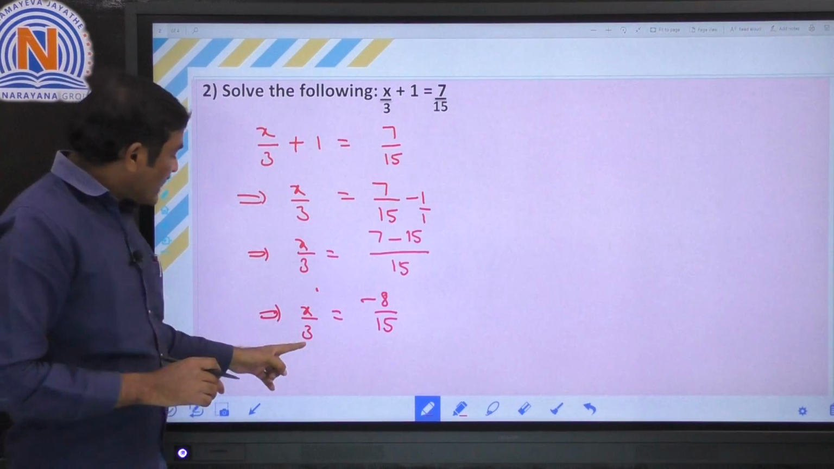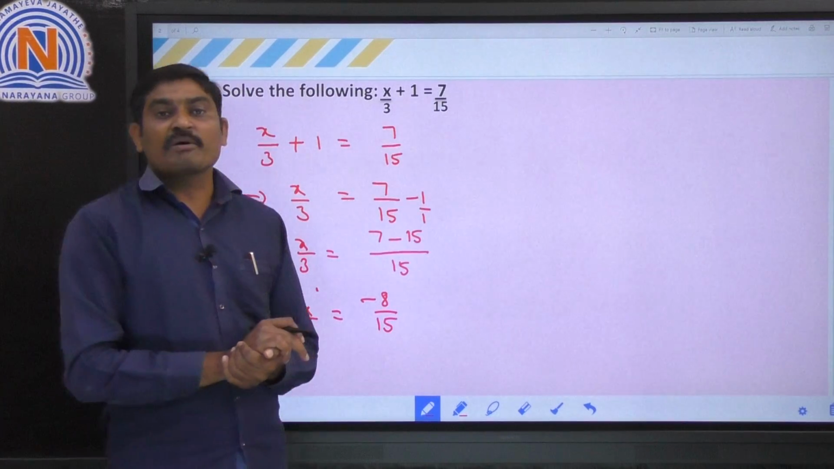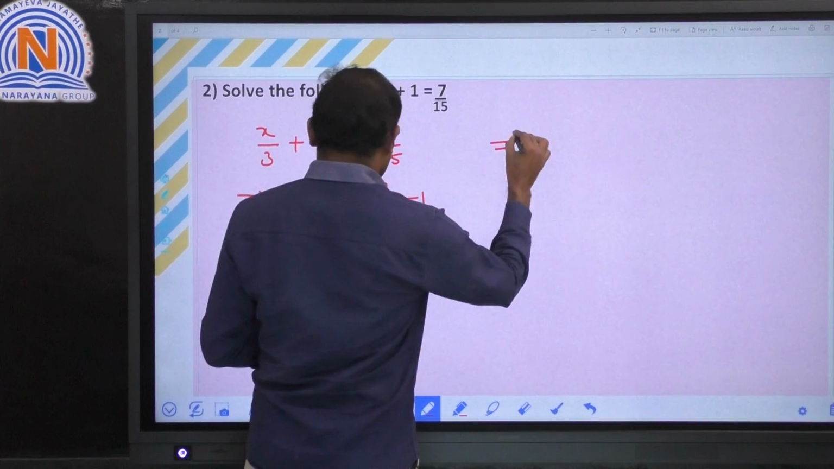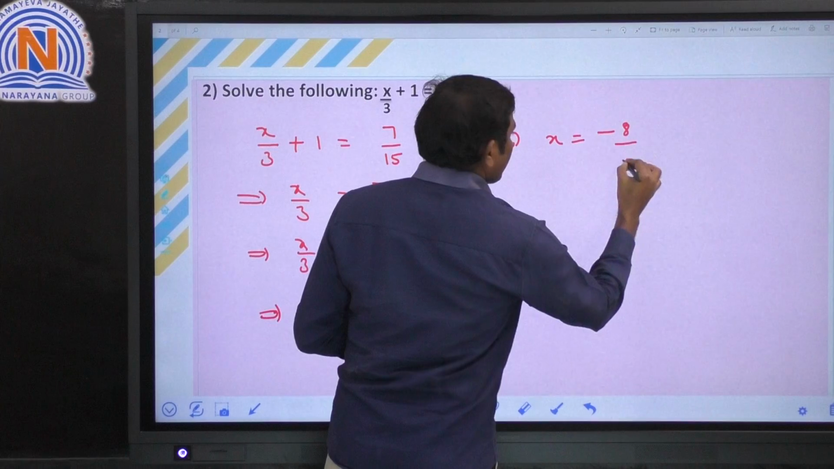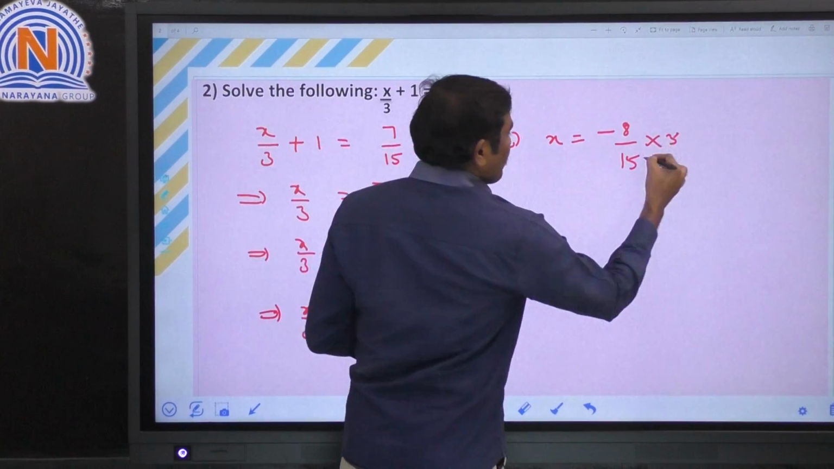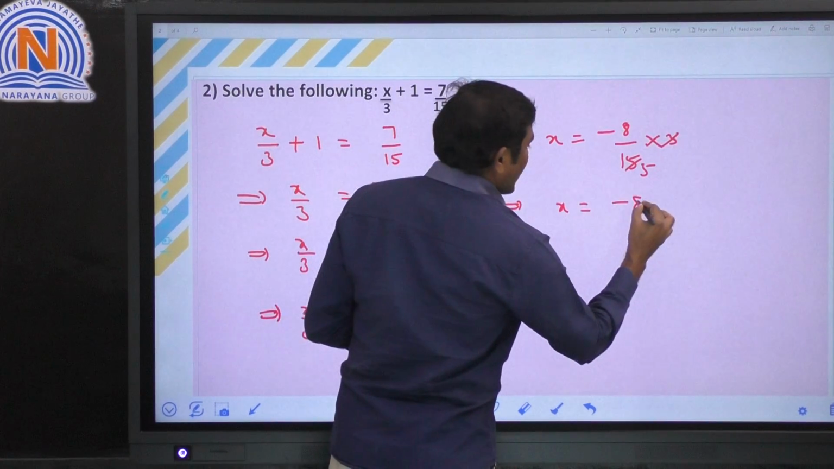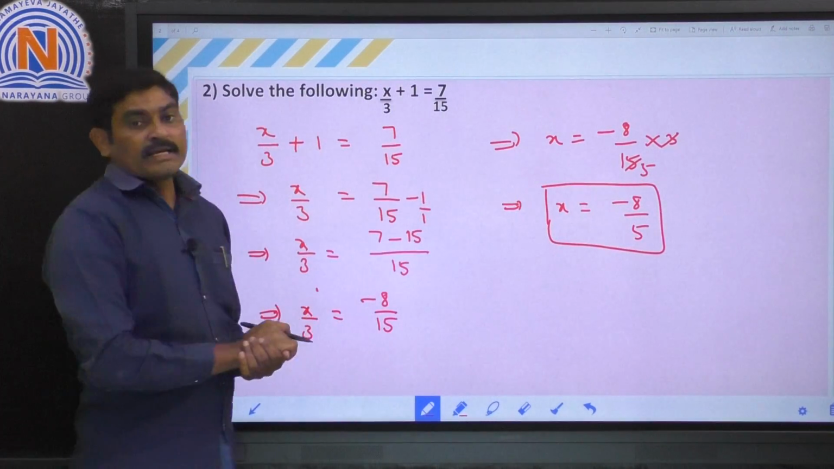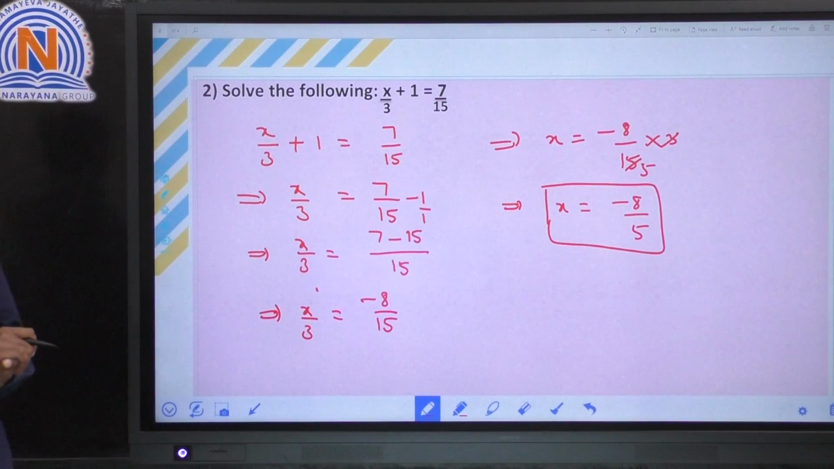Okay, now this 3 will be transformed to the right side. This 3 is dividing x. After transforming to the right side, it should be multiplied. So we'll get x is equal to minus 8 by 15 into 3. Now let us simplify: 3 1s are 3, 3 5s are 15. So that implies x is equal to minus 8 by 5 is our solution. Okay, this is the second solution. Let me explain the third one.